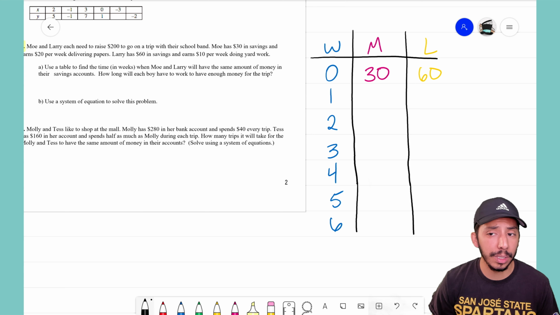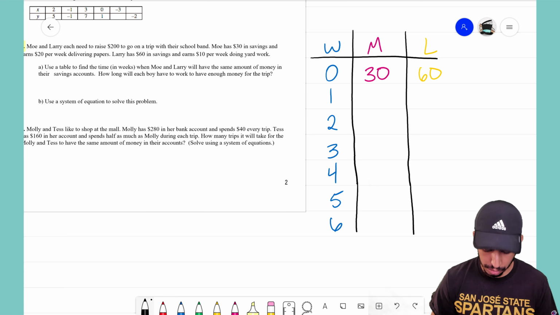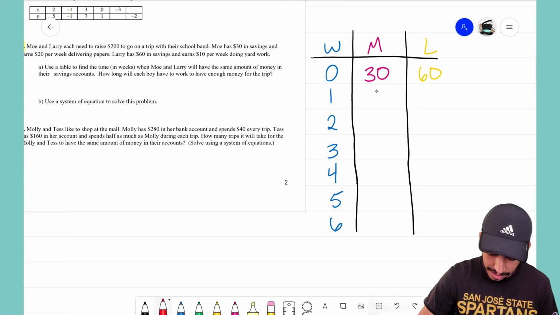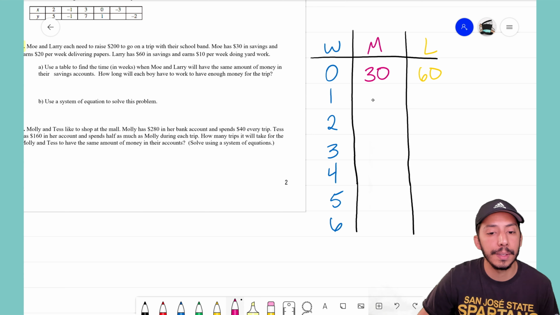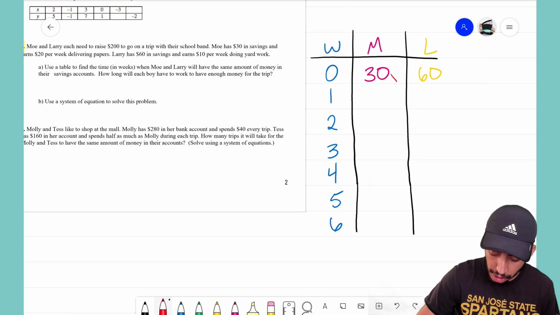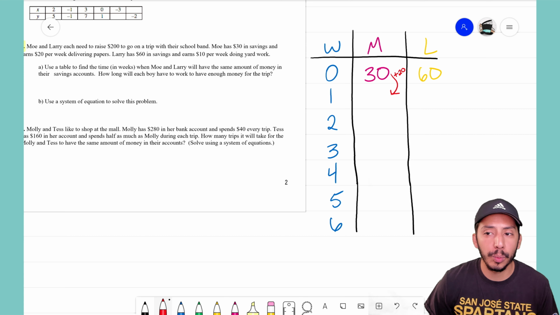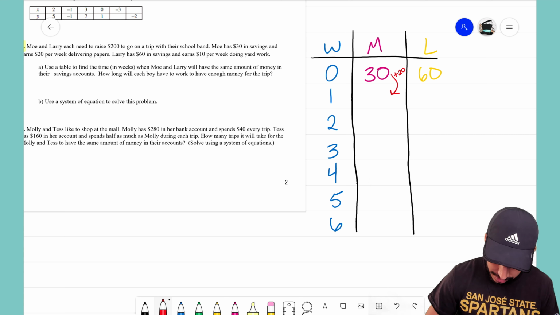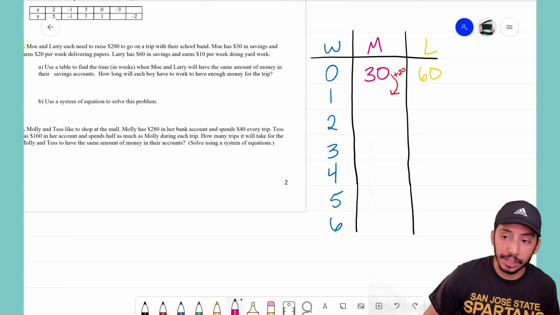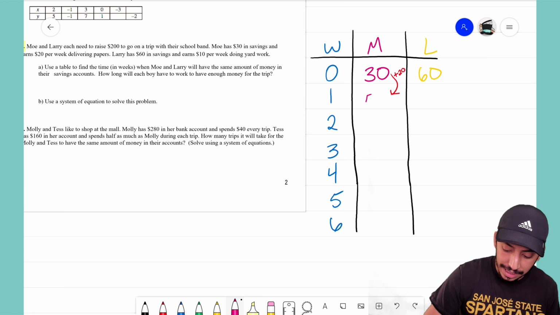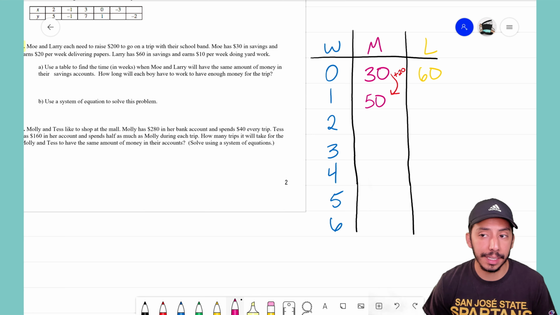Now we know that Mo is earning $20 a week. So for week 1, how much money should he have? If he's earning $20 a week, I'm going to draw my little arrow and write a little plus 20. So he's going from week 0 to week 1, and he earns $20. Thank you, Daniel. He is now going to have $50 in week 1.